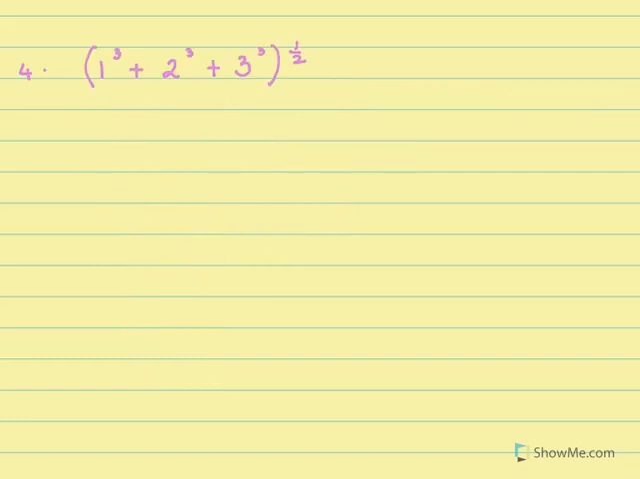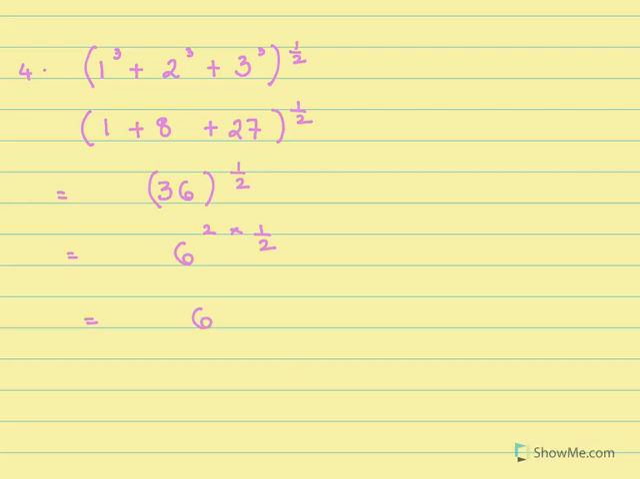Now for the fourth sum, let's take the bracket. 1 raised to 3 is 1 into 1 into 1, that is 1. 2 raised to 3 is 2 into 2 into 2 and that is 8. 3 raised to 3 is 3 into 3 into 3 and that is 27, raised to 1 by 2. Now when you add these up you get 36 raised to 1 by 2 and we know 36 is 6 raised to 2. Into 1 by 2, the 2 cancels, the answer is 6.